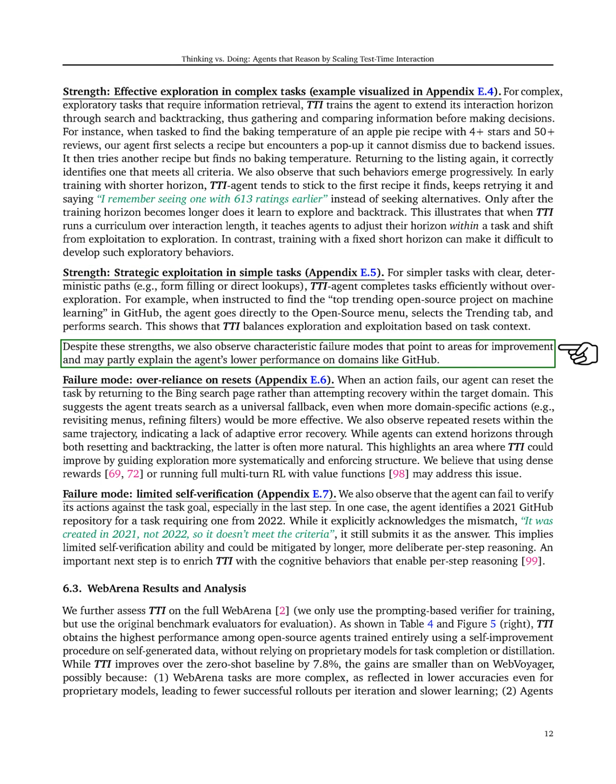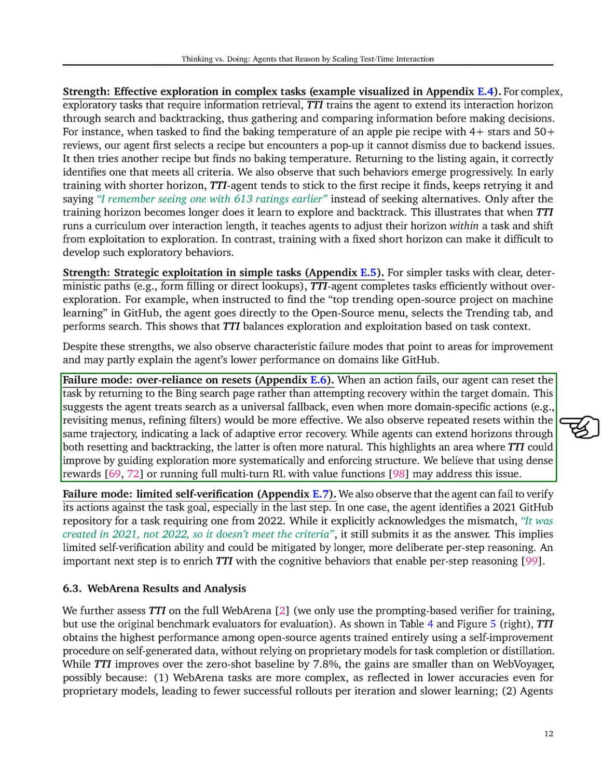However, we also identify some failure modes that indicate areas for improvement. One issue is the agent's over-reliance on resets. When an action fails, it often resets the task instead of trying to recover within the current context. This suggests that the agent defaults to searching rather than using more effective domain-specific actions. We also see repeated resets during the same task, indicating a lack of adaptive error recovery. We believe that enhancing TTI with structured exploration and using dense rewards or multi-turn reinforcement learning could help address this.